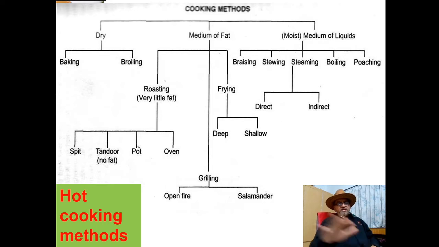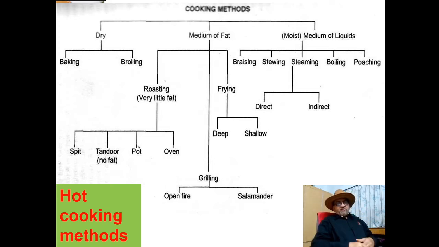There are the moist methods of cooking on the extreme right hand side, and there are the dry methods, which use dry heat or a medium of fat, meaning non-water. So there are methods of cooking which use water, and there are methods of cooking which do not use water. Some of them are dry and some of them use fat. Dry methods of cooking are two types, baking and broiling.